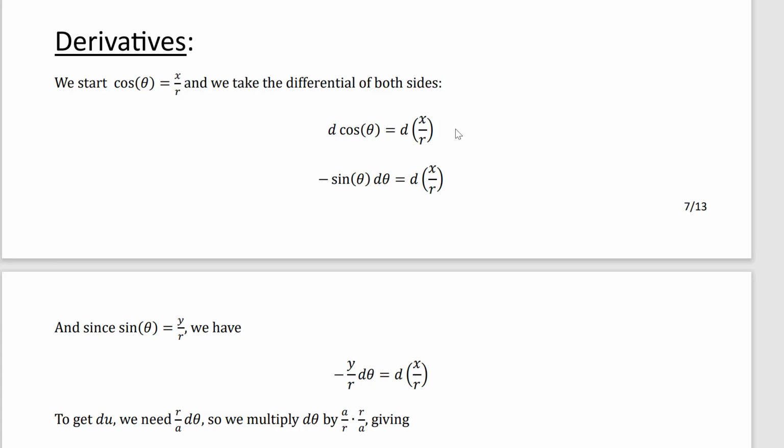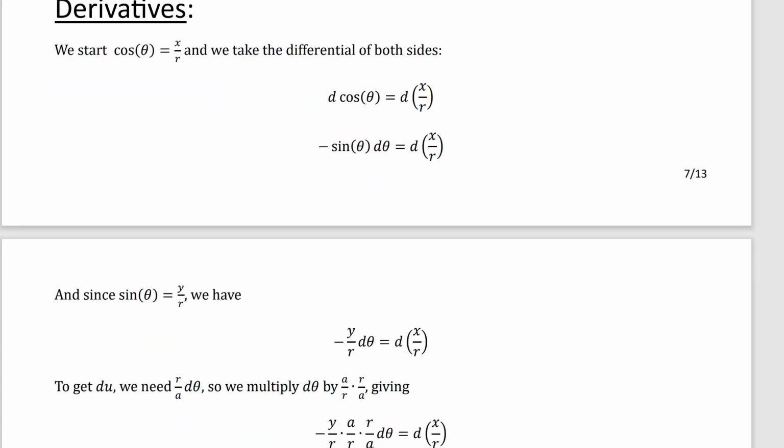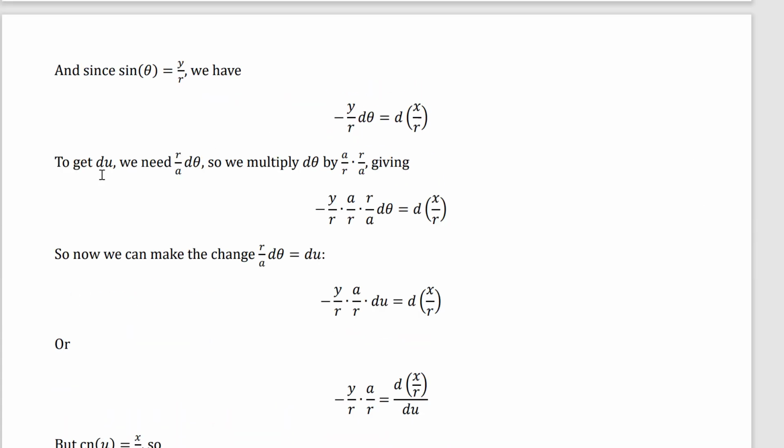So I'll take the differential of both sides here. Differential of cosine theta is negative sine theta d theta, and the differential of x over r I'll just leave as is, because that'll end up being cn u. Now sine theta is y over r, so I'll sub that in. And I want du, now remember I defined du as r over a d theta. So to get an r over a, well, I just put an r over a there, but I don't want to change the problem, so I also multiplied by the reciprocal, so this is the same as that. And now this quantity is du, and then I have these two.